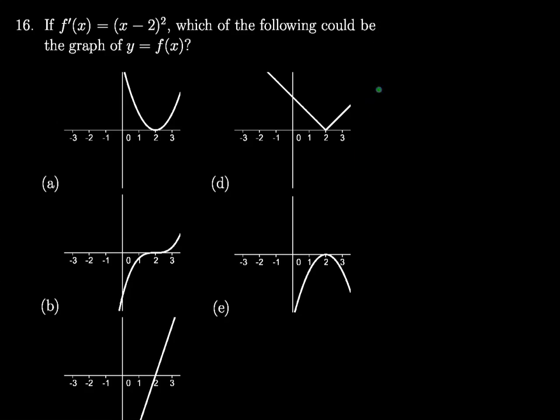Problem 16. If f prime of x equals (x minus 2) squared, which of the following could be the graph of y equals f of x? So we look at this problem, we know we have the derivative graph here, and let me do a quick sketch of this graph.